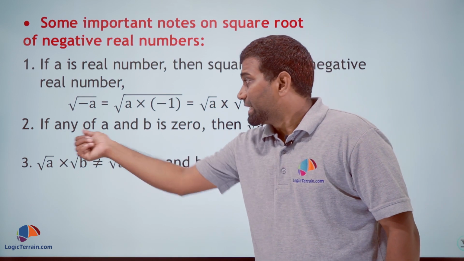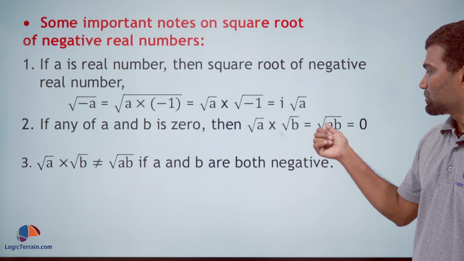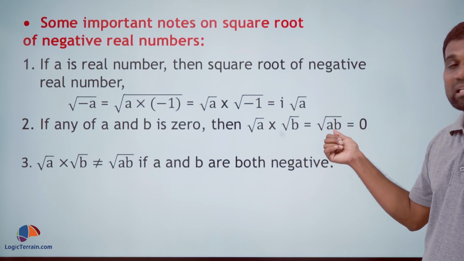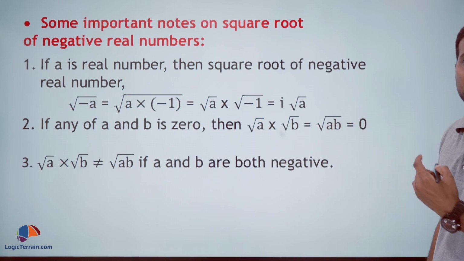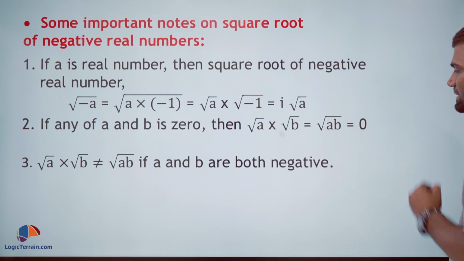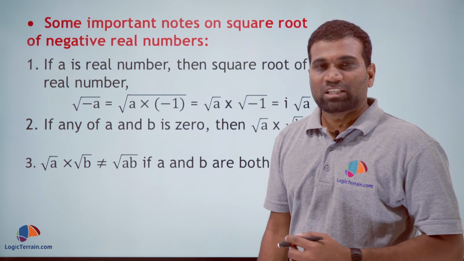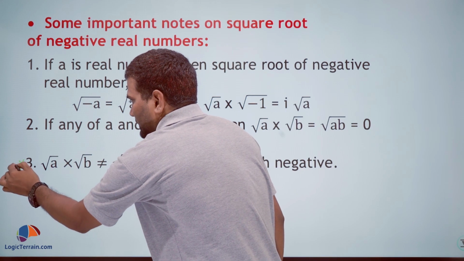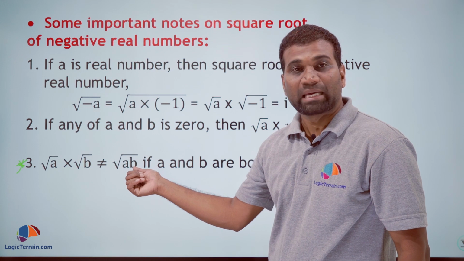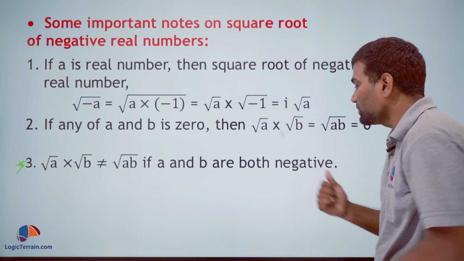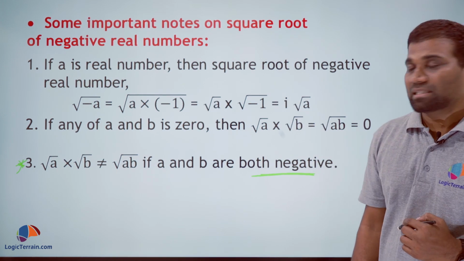Second one: if any of a and b is 0, then square root of a into square root of b can be rewritten as square root of ab, which is equal to 0, because if a is 0, 0 into b is 0, square root 0 is 0. If b is 0, 0 into a is 0, square root 0 is 0. And the third one, which is very important: square root a into square root b is not equal to square root ab if a and b are both negative. Clear? So we'll discuss more about this.